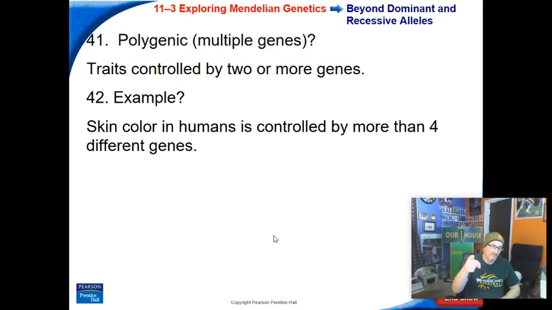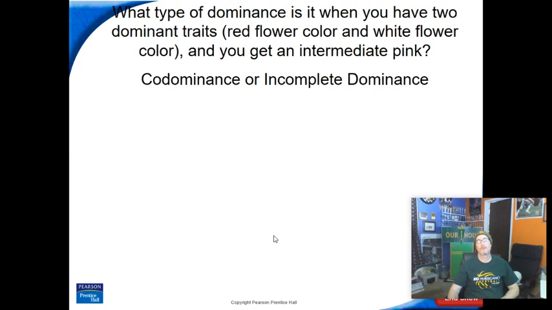All right, moving ahead. Okay, what type of dominance is it when you have 2 dominant traits, red flower color, white flower color, and you can get an intermediate pink? So when you get heterozygous, it's not one dominant trait or the other, it's a blend somewhere in the middle. Is that codominance or incomplete dominance? You might want to take a look back at number 35 and 36. Yeah, that is incomplete dominance.